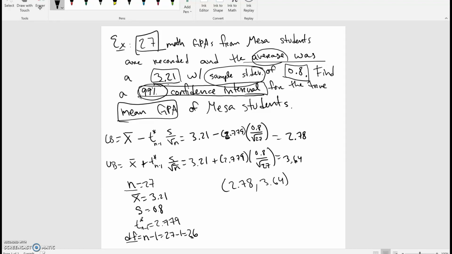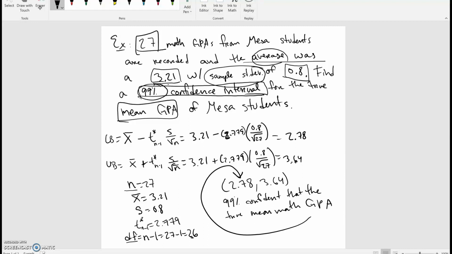So basically, we are 99% confident that the true mean math GPA will land between these two numbers, somewhere in between. Hopefully this makes sense, using whatever the problem gives you. So now hopefully the worksheet will make a little bit more sense.